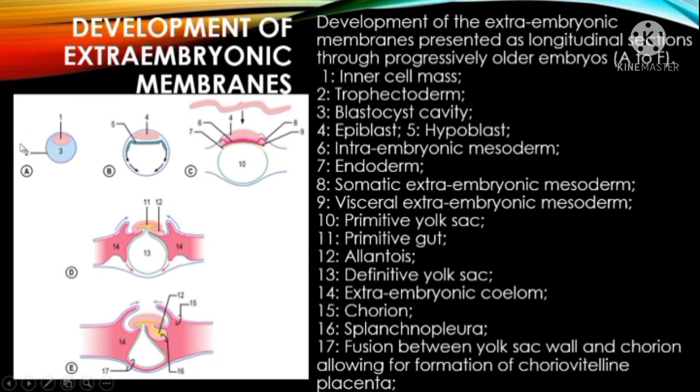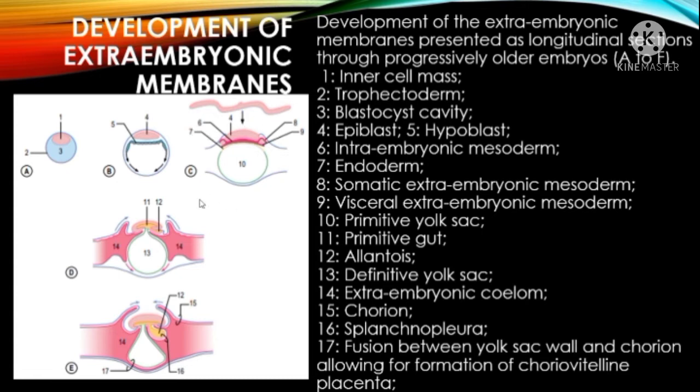As you can see, it starts with blastulation, and then it undergoes the differentiation of the inner cell mass into the epiblast, which is number 4, and the hypoblast, which is number 5. Also, the hypoblast divides further until the two ends meet, which will then form number 10, which is the primitive yolk sac together with the endoderm.